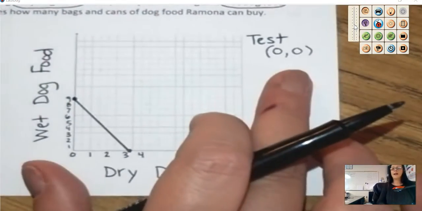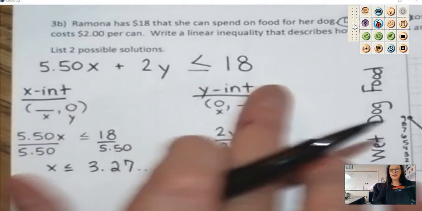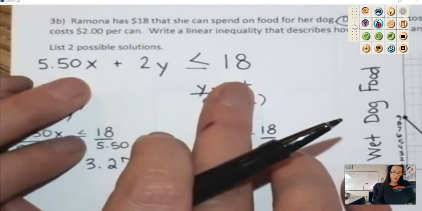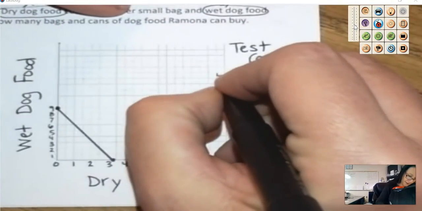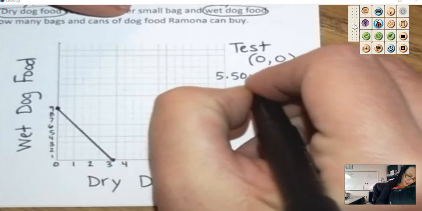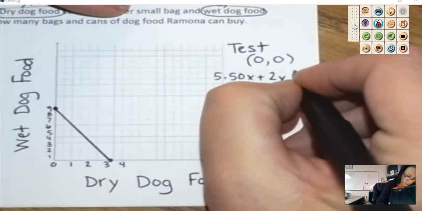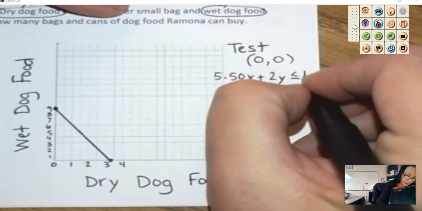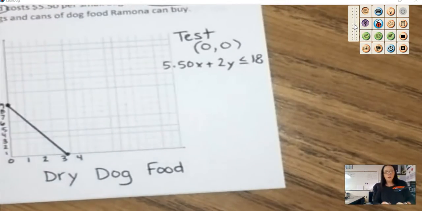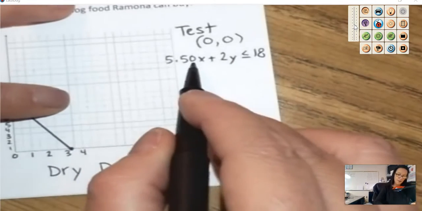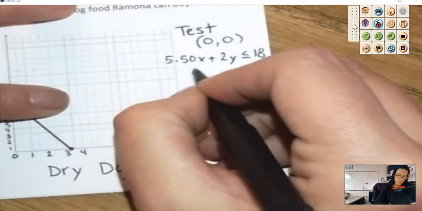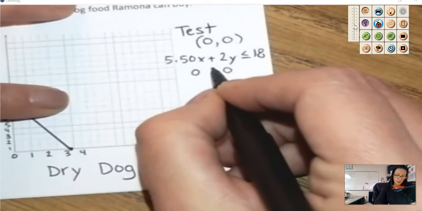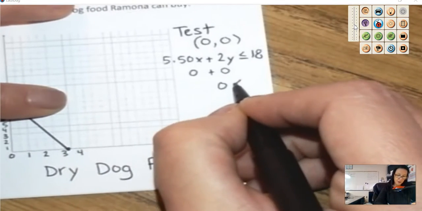I'm going to test it on the original equation just in case I made any mistakes. So I'm doing 550x plus 2y's, and I want to know if it's less than or equal to 18. Most of the time, you should be able to do these test points in your head when it's 0, 0. 550 times 0 is 0. 2 times 0 is 0. So I have 0 is less than or equal to 18.